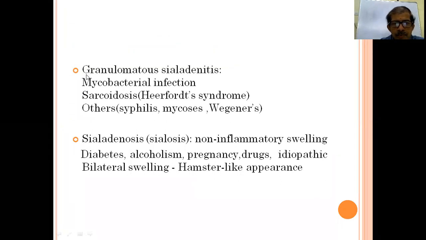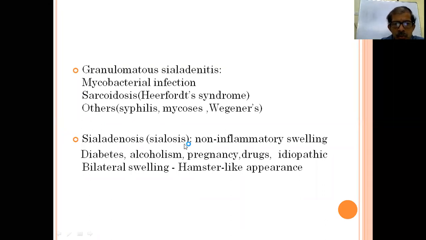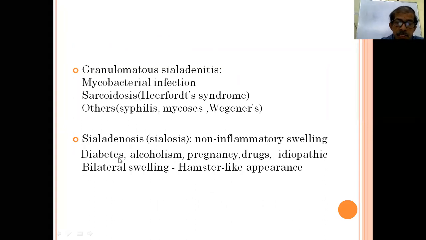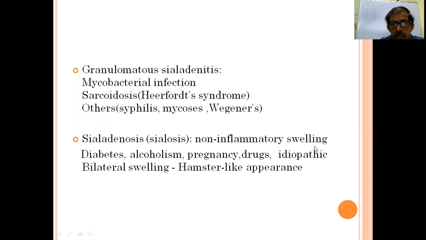You can have strictures and obstruction to the opening of the duct. Granulomatous disease is mainly tuberculous, whereas another fairly common problem is sialosis. It's non-inflammatory, so it is not sialadenitis. It is seen in metabolic conditions like diabetes, alcoholism, pregnancy, some drugs, and also idiopathic reasons. It gives a hamster-like appearance with bilateral parotid swelling. You can see here bilateral parotid swelling. This is the so-called hamster's appearance.